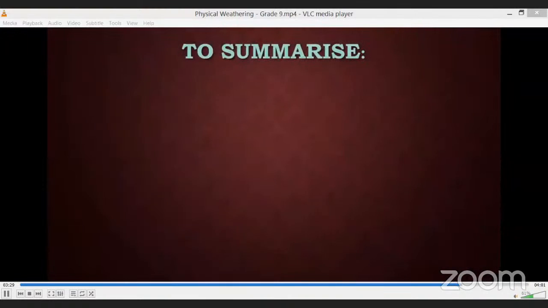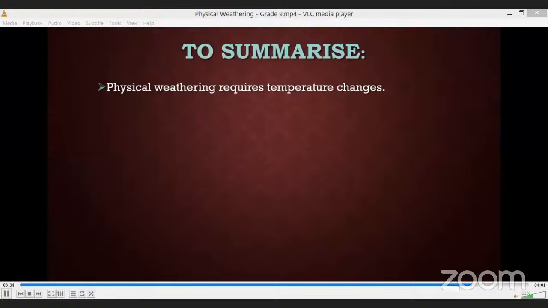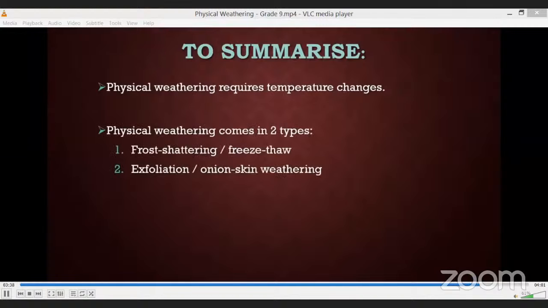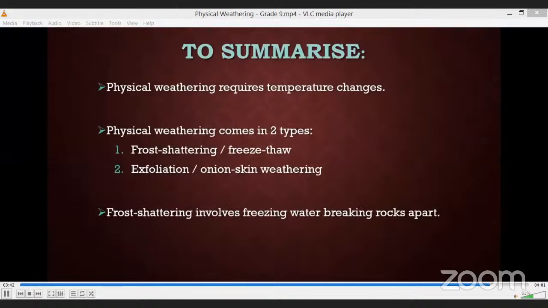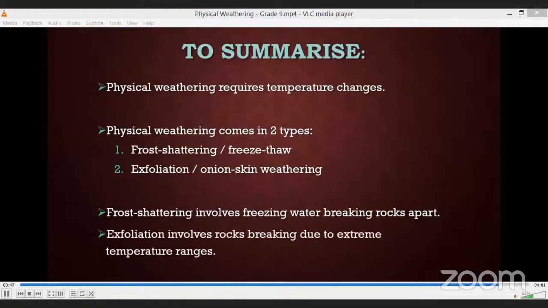Let's quickly summarize what we have learned. Firstly, physical weathering requires temperature changes to take place. Secondly, physical weathering comes in two forms. Thirdly, frost shattering involves the freezing water shattering rocks. And lastly, exfoliation sees rocks peel away due to extreme temperature changes and expansion and contraction.